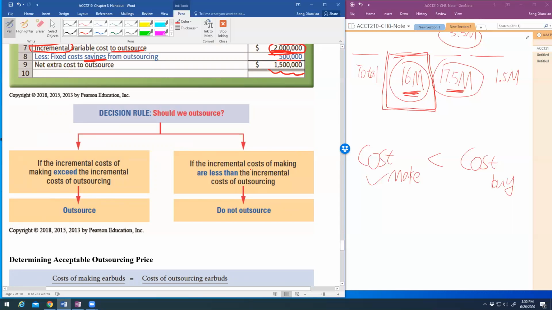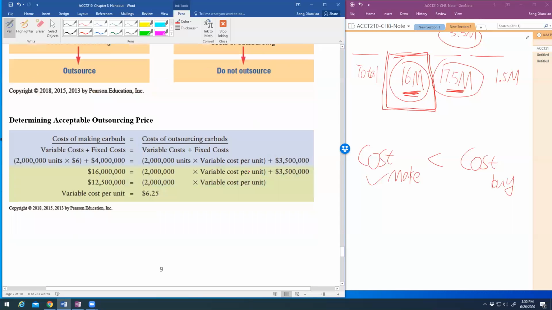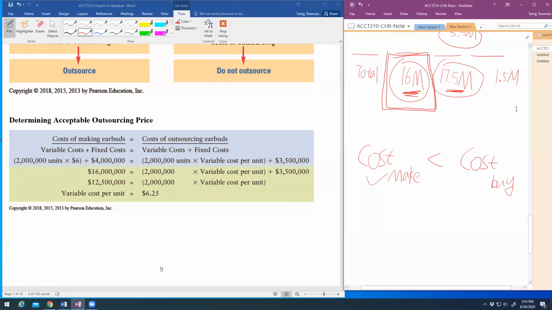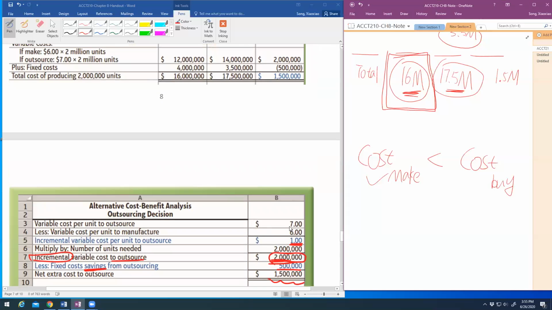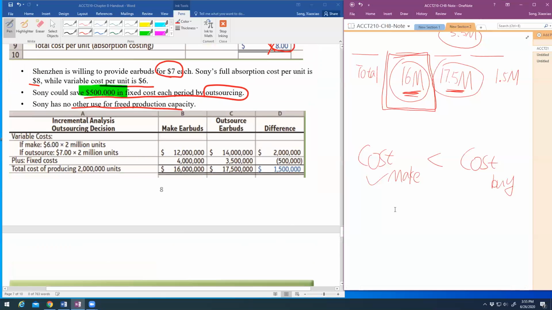Okay, I think I talked too much. I think really nothing really fancy, as long as you understand the concept of being relevant. And then the way I do it is I usually put 3 columns: make, buy, and the difference. But if your textbook has a different format, for your assignment, you have to follow that format.